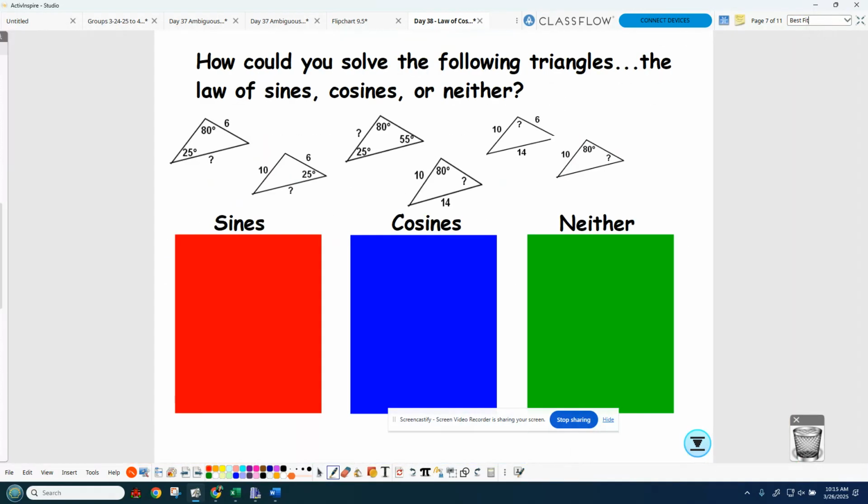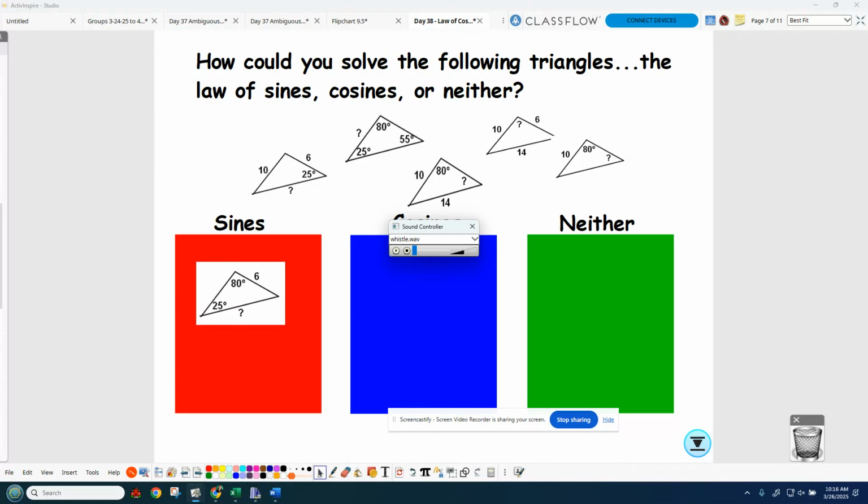Okay. Just asking questions. Some of these are wrong. Can I solve for the question mark using law of sines, law of cosines, or neither? Oh. It didn't do its noise, I'm sorry. It was supposed to say yay for you.